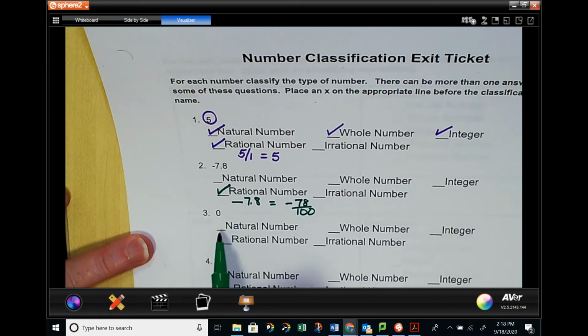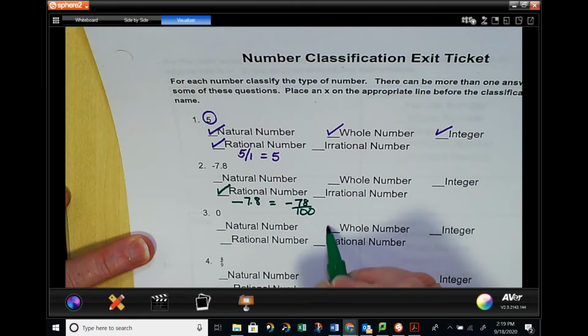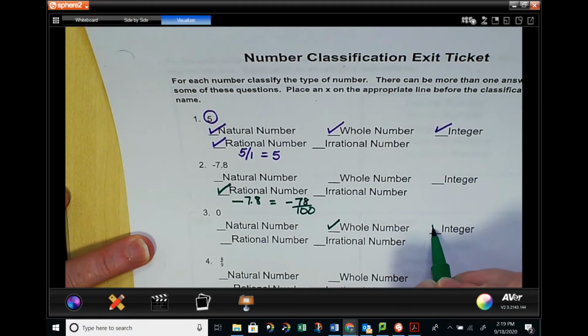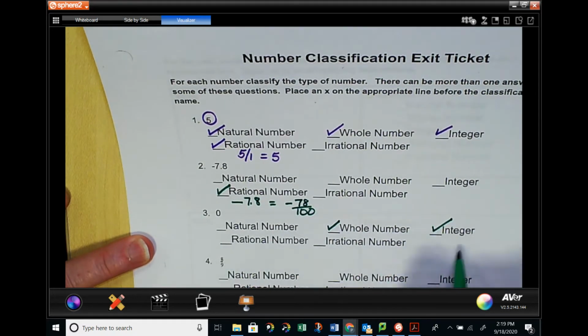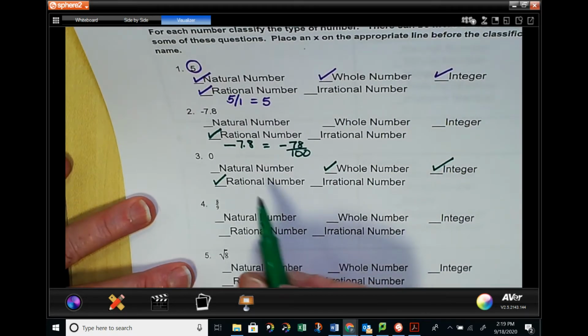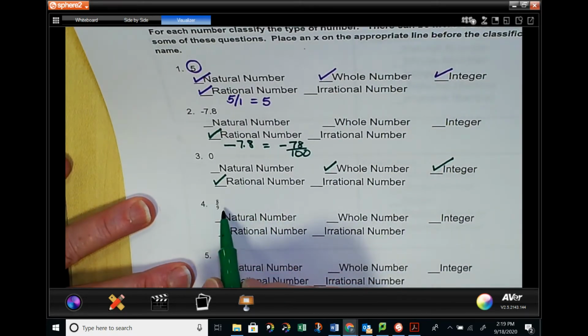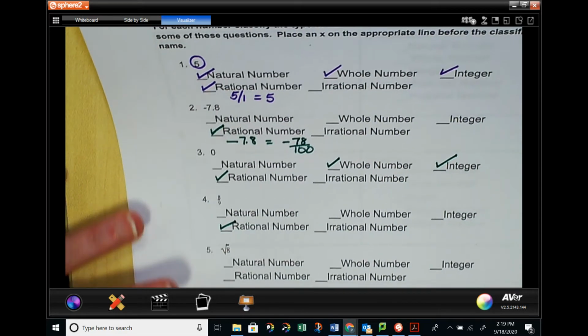So 0 is not a natural number because with natural numbers you didn't start with 0, but it's a whole number. If it's a whole number, it's also an integer. If it's an integer, it's also a rational. Okay, and now you're going to have 8/9. So the fraction 8/9 doesn't reduce, so it's rational.